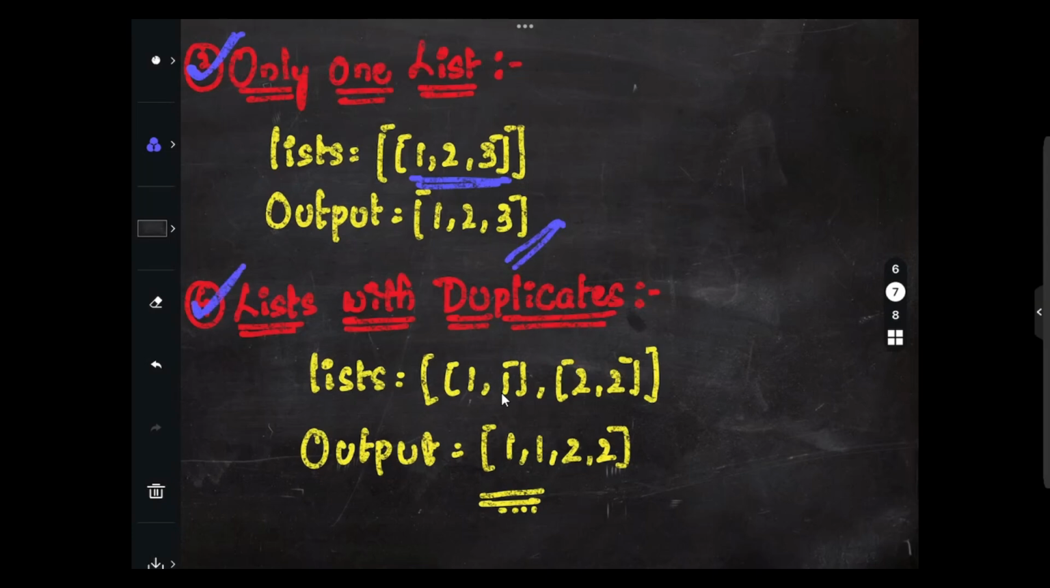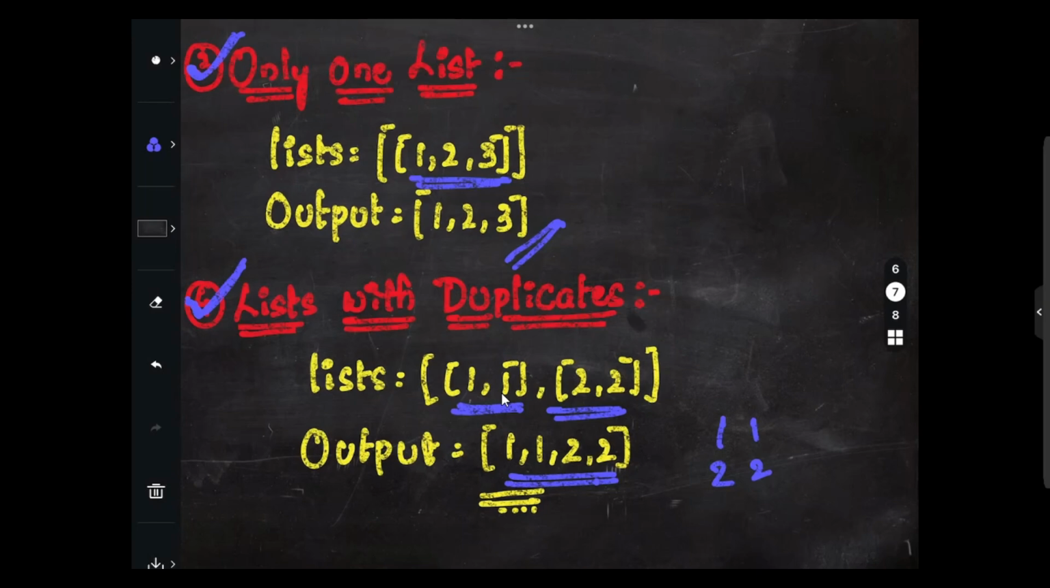Let's move on with the fourth edge case, lists with duplicates. When I say lists with duplicates, we have lists equals 1, 1 and 2, 2 in this case. So the output will quite obviously be, when we merge this one, 1, 1, 2, 2. If you want to know about the approach correctly, you can just try this one.